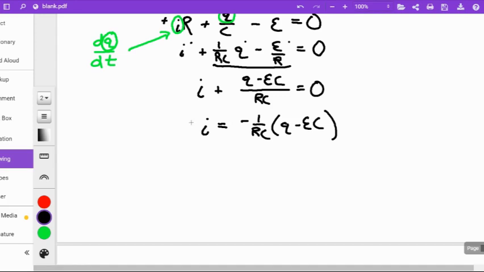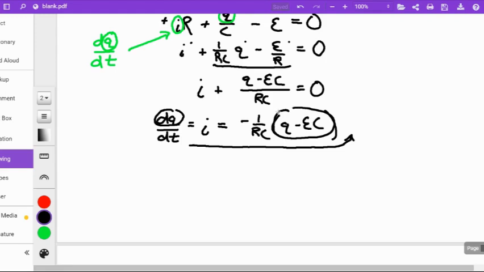So this I is actually equal to dq dt. I'm going to leave the dq on the left side, but I'm going to move the dt over here. Then I'm going to take the stuff with the q in it and move it back over next to the dq. This is called separation of variables. It's a technique for solving a differential equation.